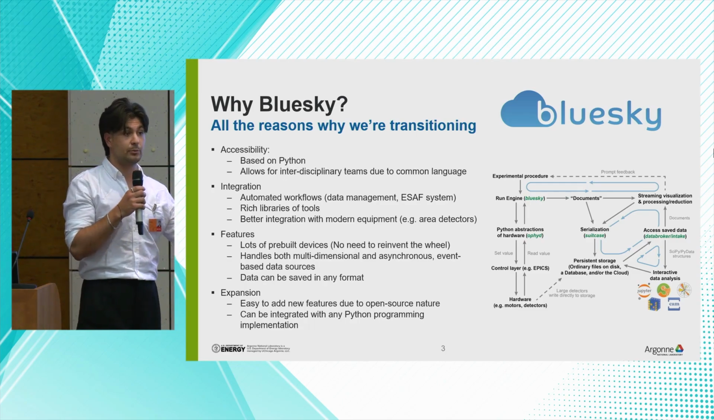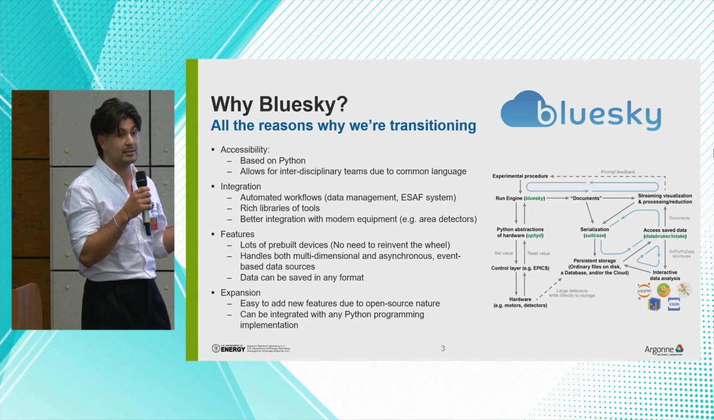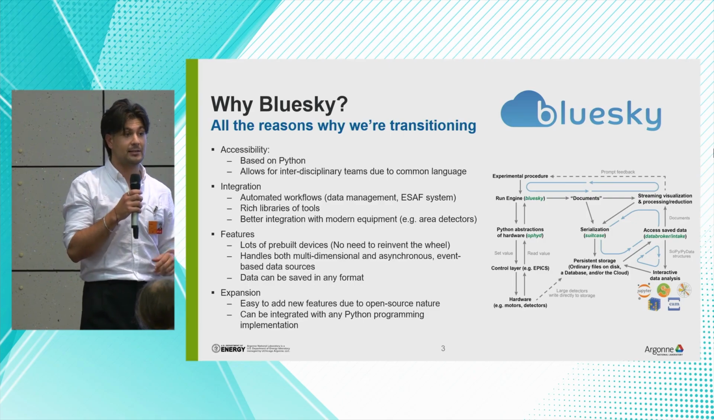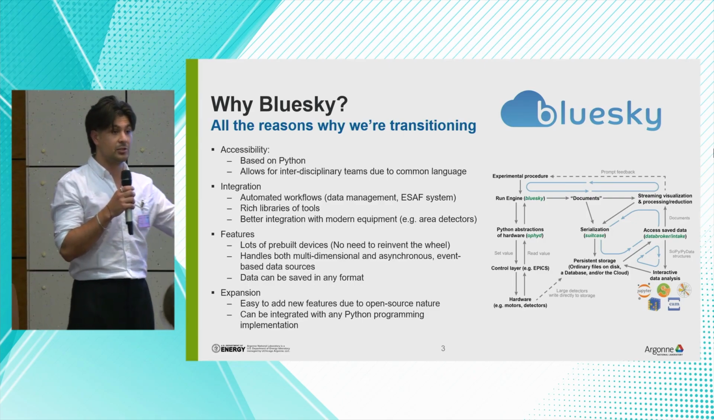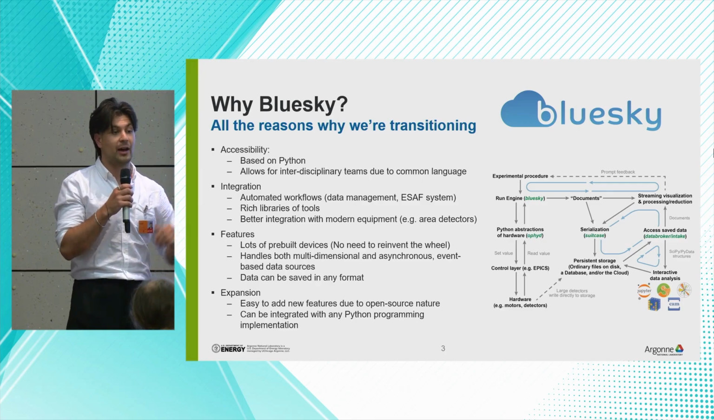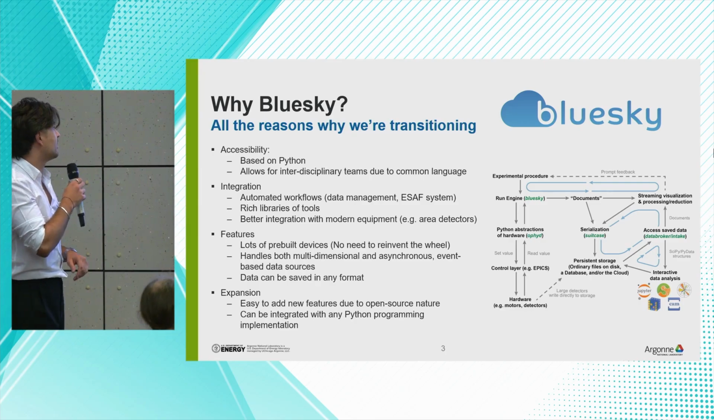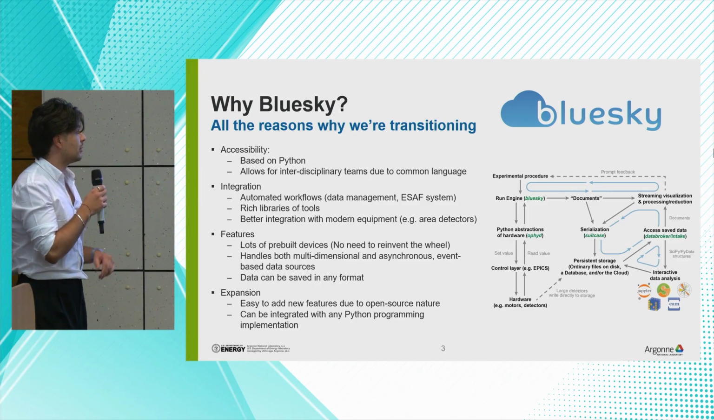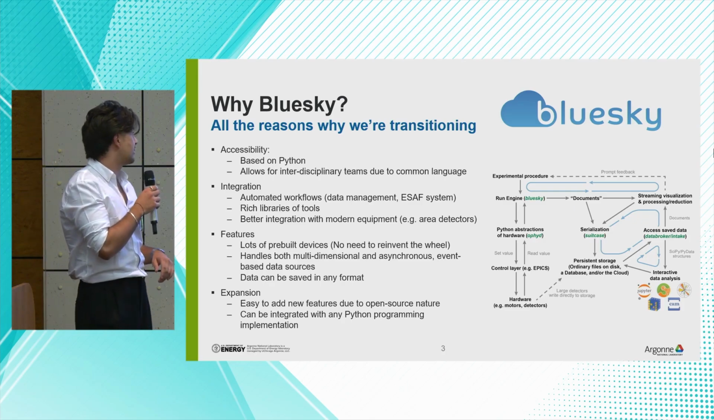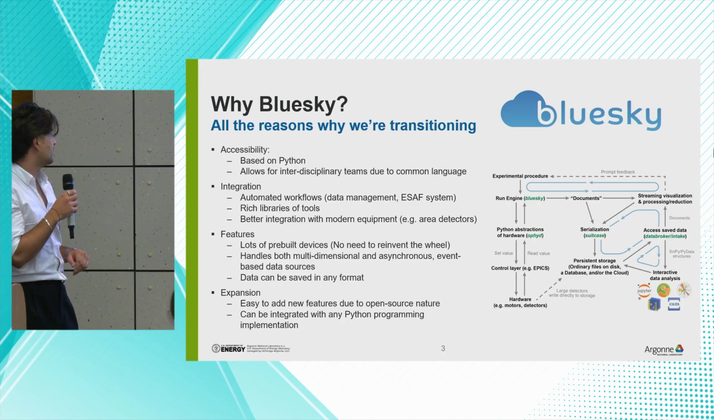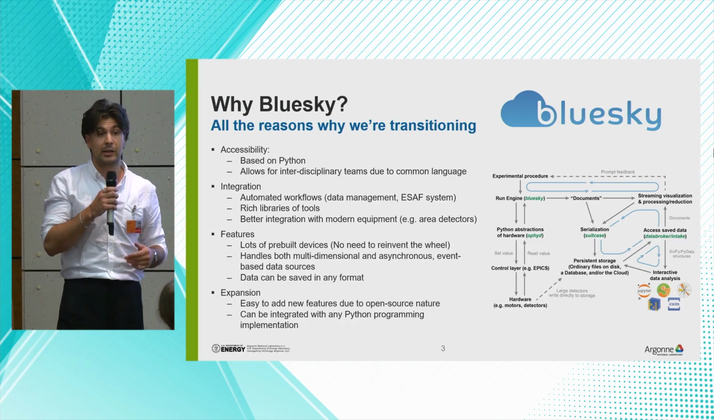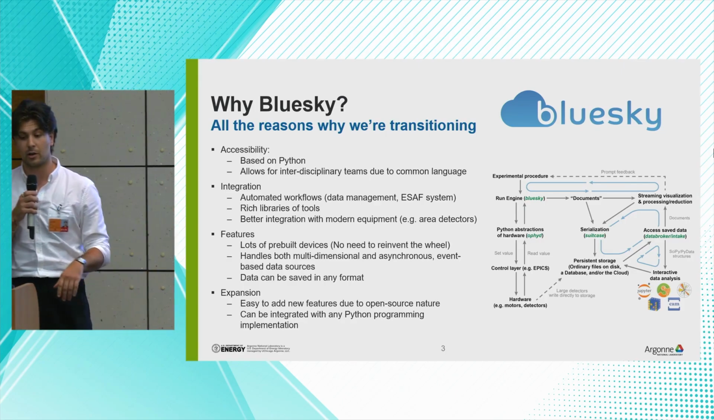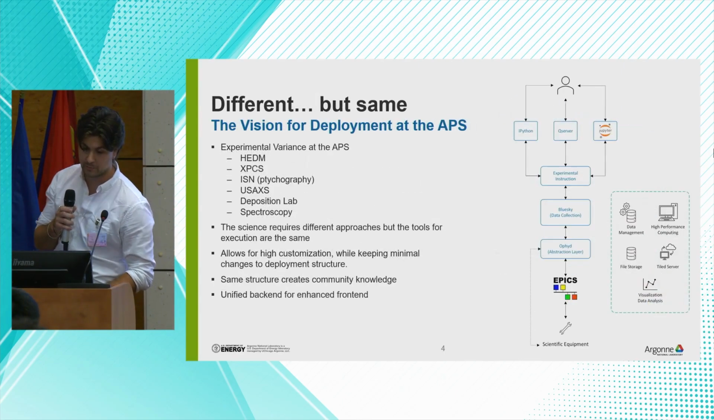We have this repository called APS Tools, and inside of it, anyone at the APS is able to use any of the devices that have already been done once, and they can just get up and running with their beamline way faster than having to build everything from scratch. It handles both multidimensional and asynchronous event-based data sources. Data can be saved in any format. It's really easy to get new features in, and can be integrated honestly with any other Python stuff you have going on. So it's a very lovely software to use.